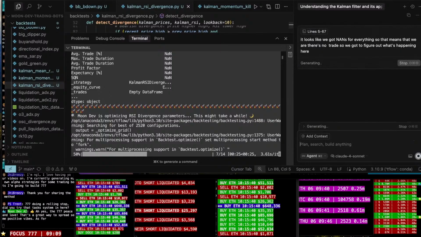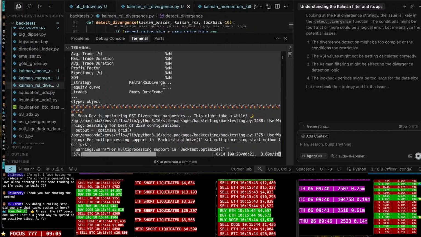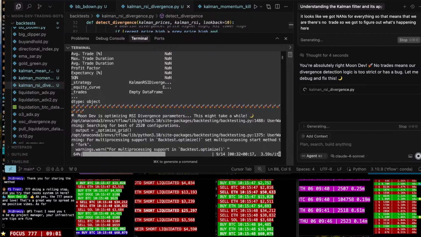777 doing a rolling stop. Did you try the task system in here? Yeah, I tried it yesterday. It was dope. You're absolutely right.